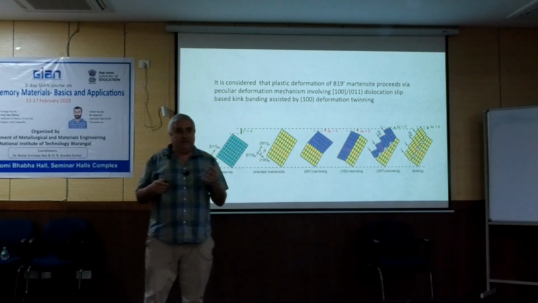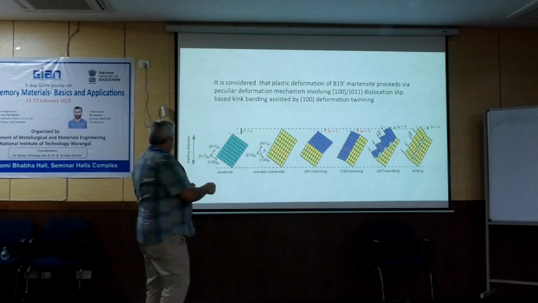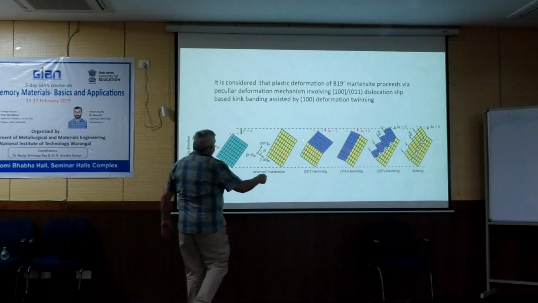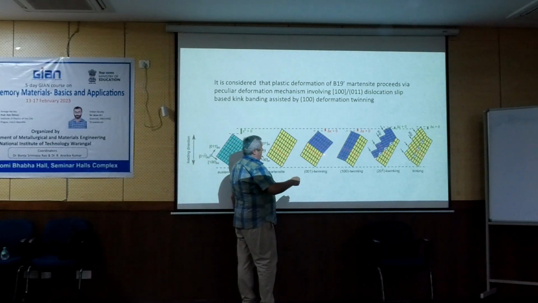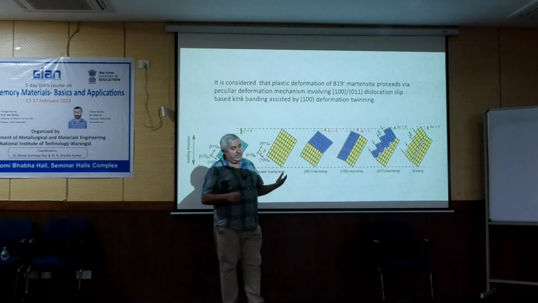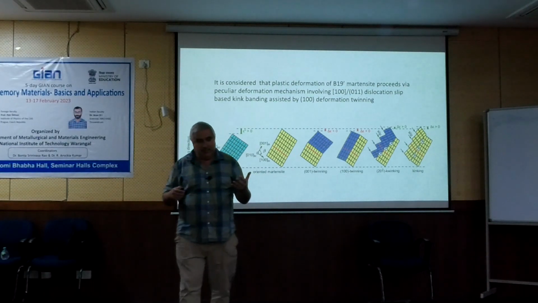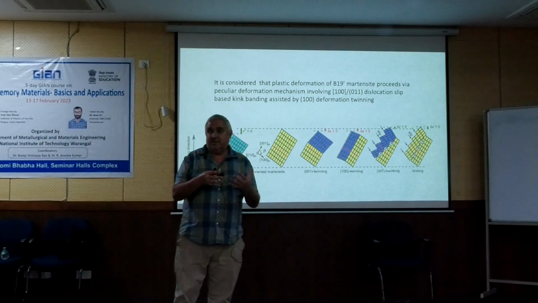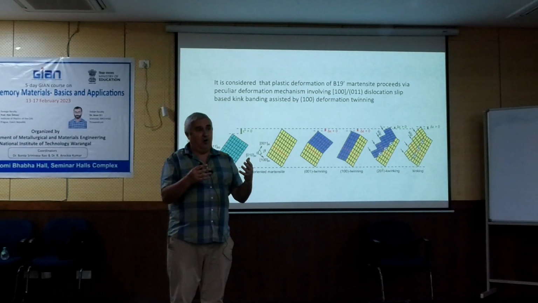But there is one very important thing. If the material deforms and creates the internal interfaces, this interface must be strain compatible. So in case of twinning in martensite, this strain compatibility is the basis of the mathematical description of properties in martensite.